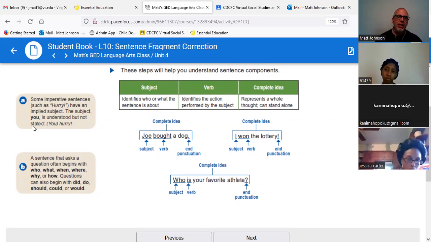And then secondly, it says, a sentence that asks a question often begins with who, what, when, where, why, or how. Questions can also begin with did, do, should, could, or would. But basically, whatever it is, that's replacing your subject or modifying your subject, as we'll find out, like a helping word.